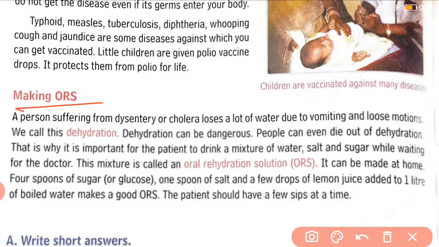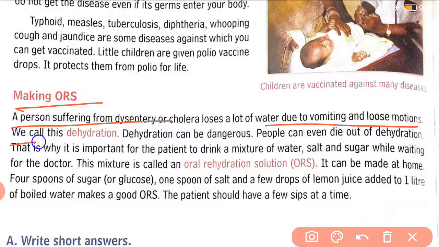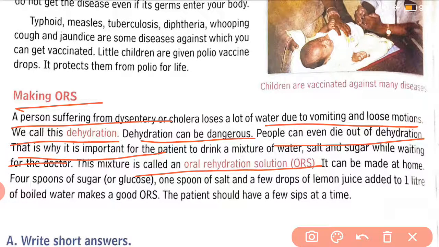Making ORS. A person suffering from dysentery or cholera loses a lot of water due to vomiting and loose motions. We call this dehydration. Dehydration can be dangerous. People can even die of dehydration. That is why it is important for the patient to drink a mixture of water, salt, and sugar while waiting for the doctor. This mixture is called ORS, oral rehydration solution. It can be made at home.